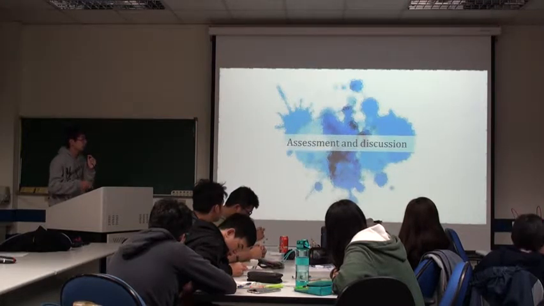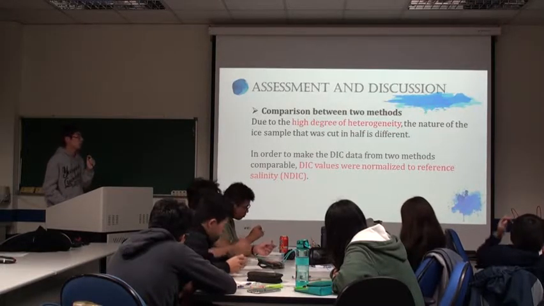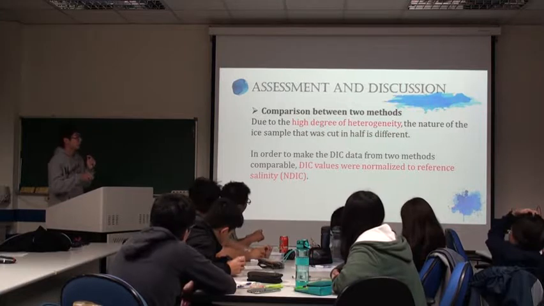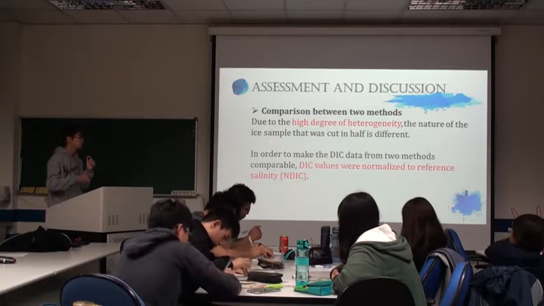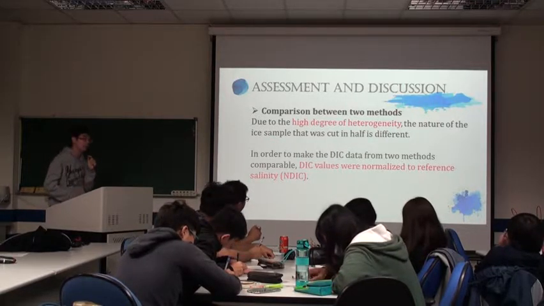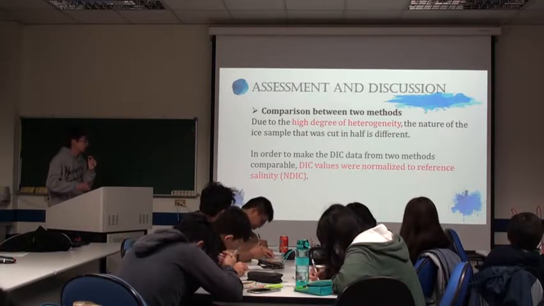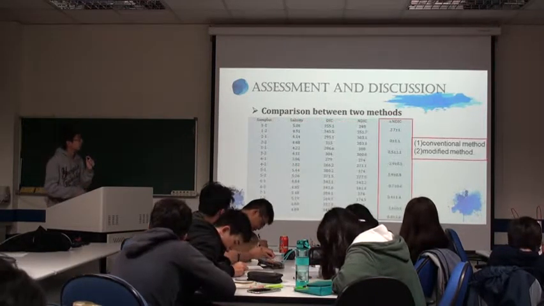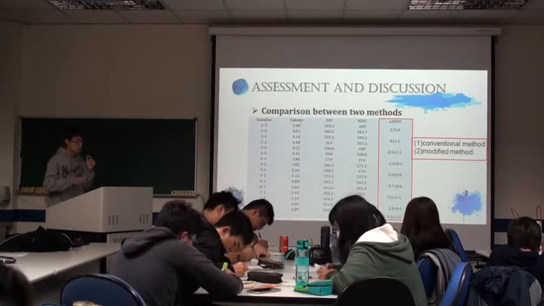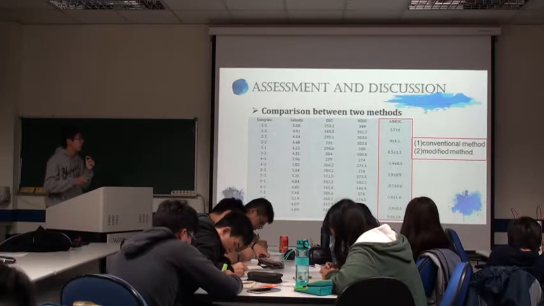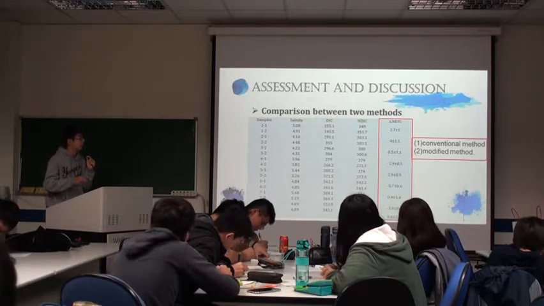Assessment and discussion. Comparison between two methods. Due to the high degree of heterogeneity, the nature of the ice sample that was cut in half is different. So in order to make the DIC data from two methods comparable, DIC value was normalized to reference salinity, NDIC. And look at this table, 1 is the conventional method, and 2 is the modified method. And the delta NDIC is the difference of NDIC between 1 and 2.